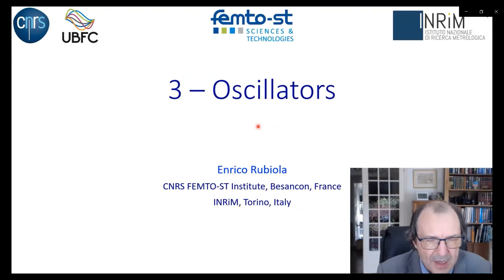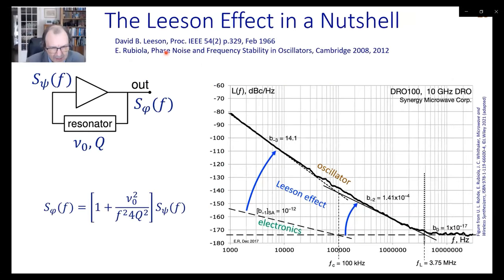The next topic is phase noise in oscillators, also known as the Leeson effect, from this seminal article published in 1966. So we describe the oscillator as an amplifier with a resonator in feedback. The resonator is described by its resonant frequency nu zero and by the quality factor Q. So the amplifier introduces a phase noise S psi, and we measure S phi at the output.